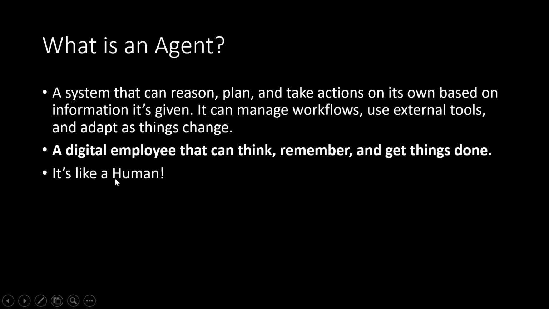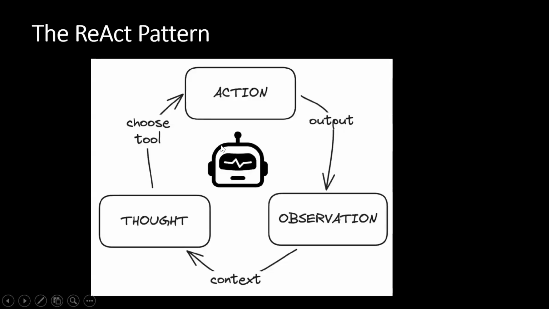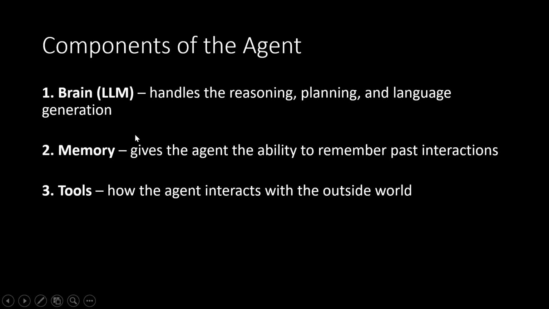What is an agent? So this is another definition: a system that can reason, plan, and take actions on its own based on the information it's given. It can manage workflows, use external tools, and adapt as things change. A digital employee. So an agent is like a digital employee that can think, remember, and get things done. It's like a human. Again, this ReAct pattern, this example.